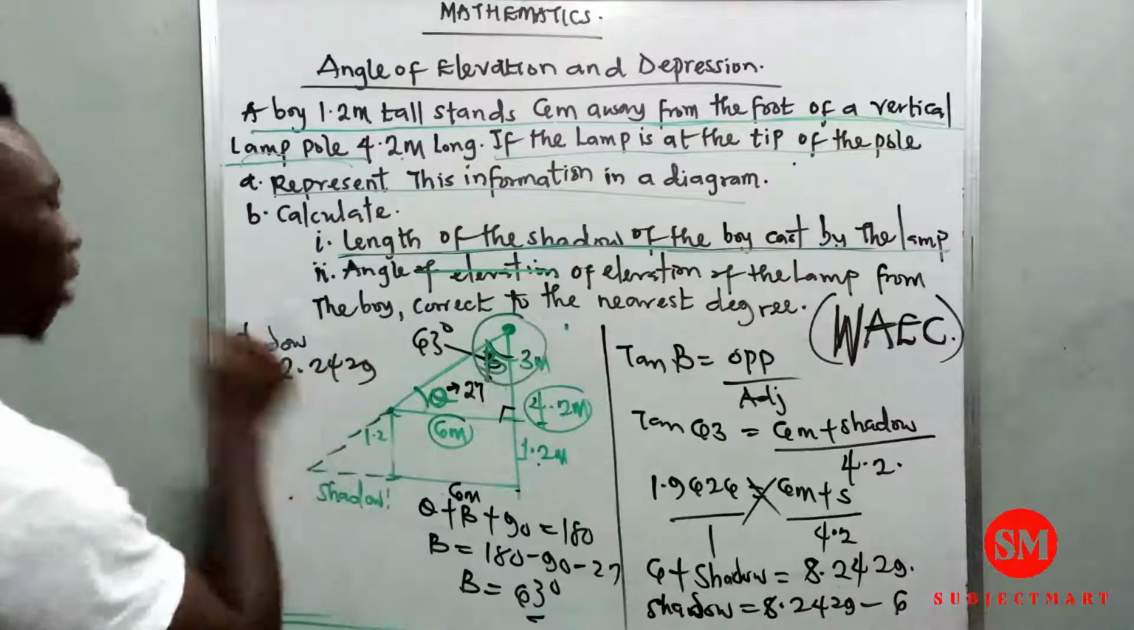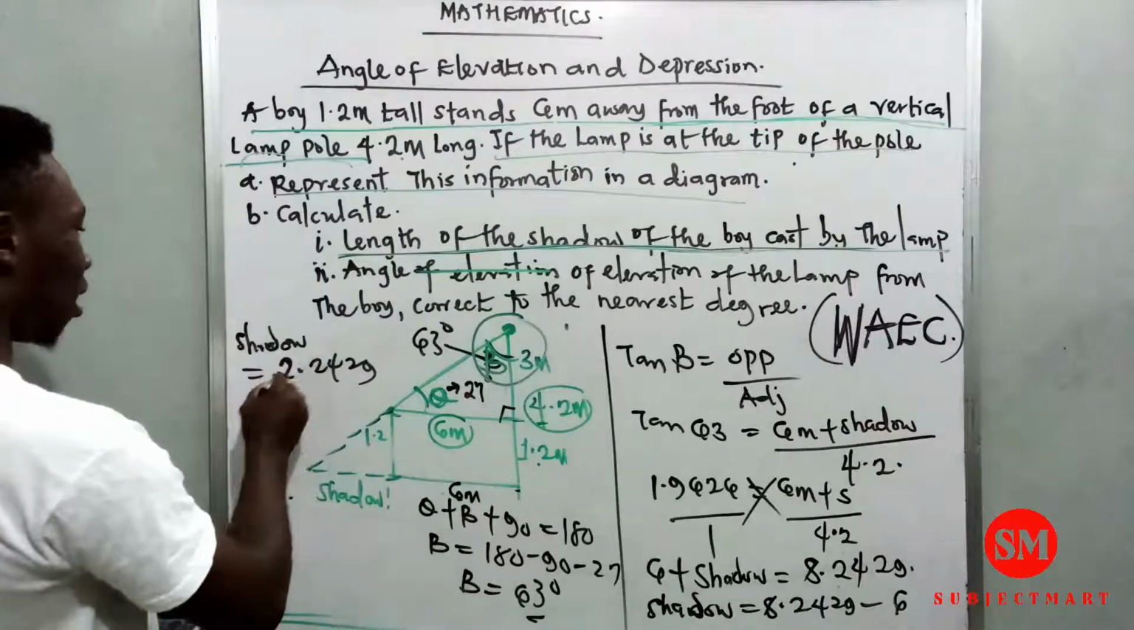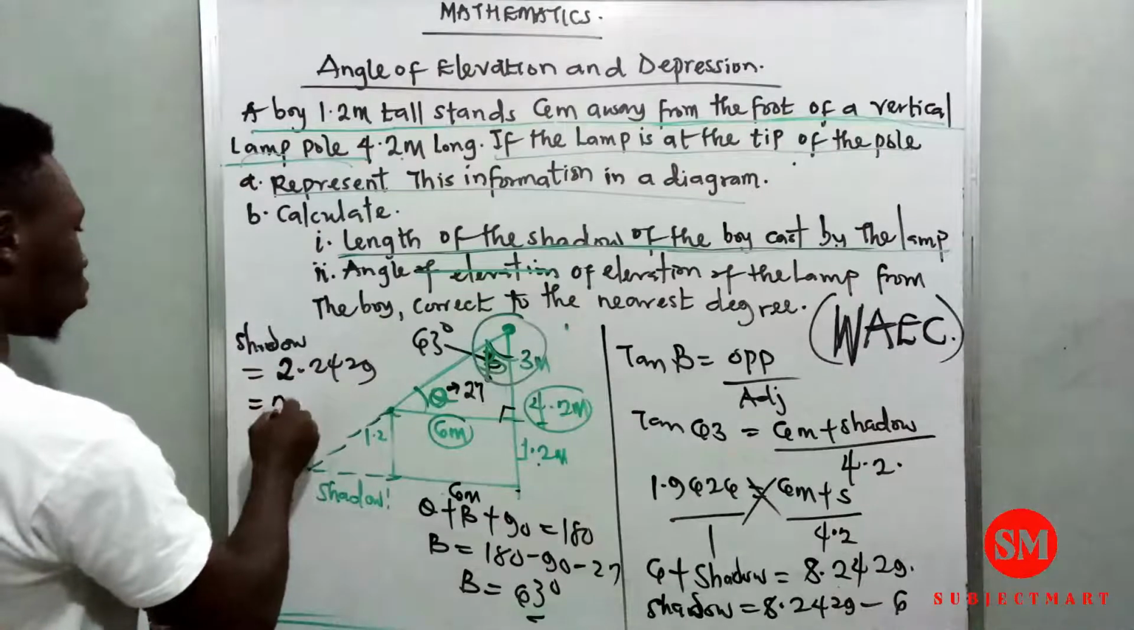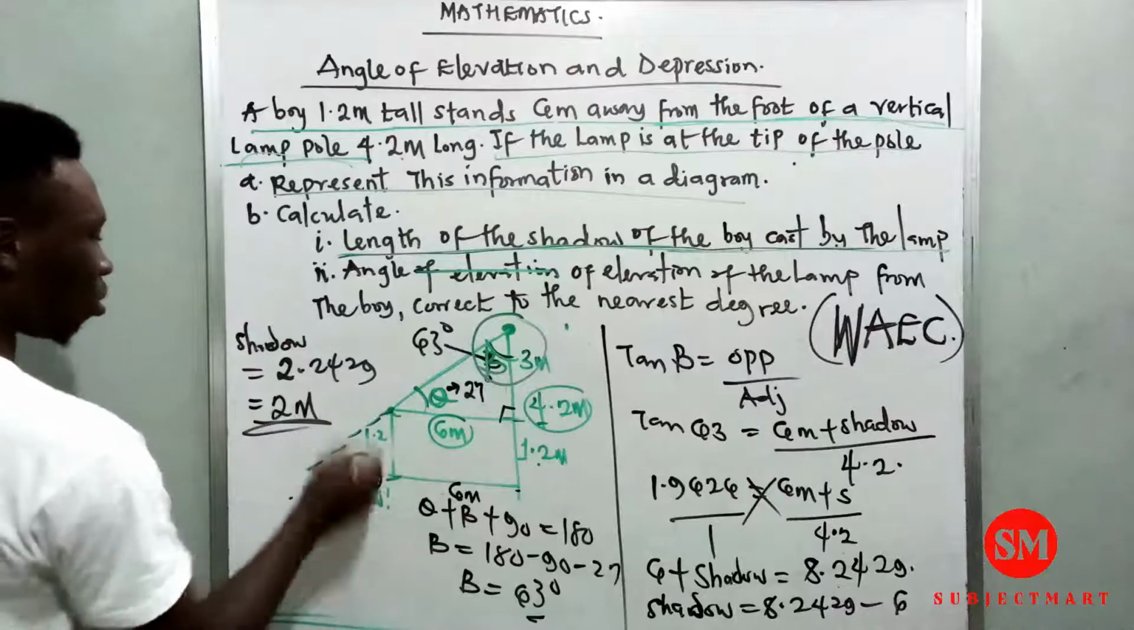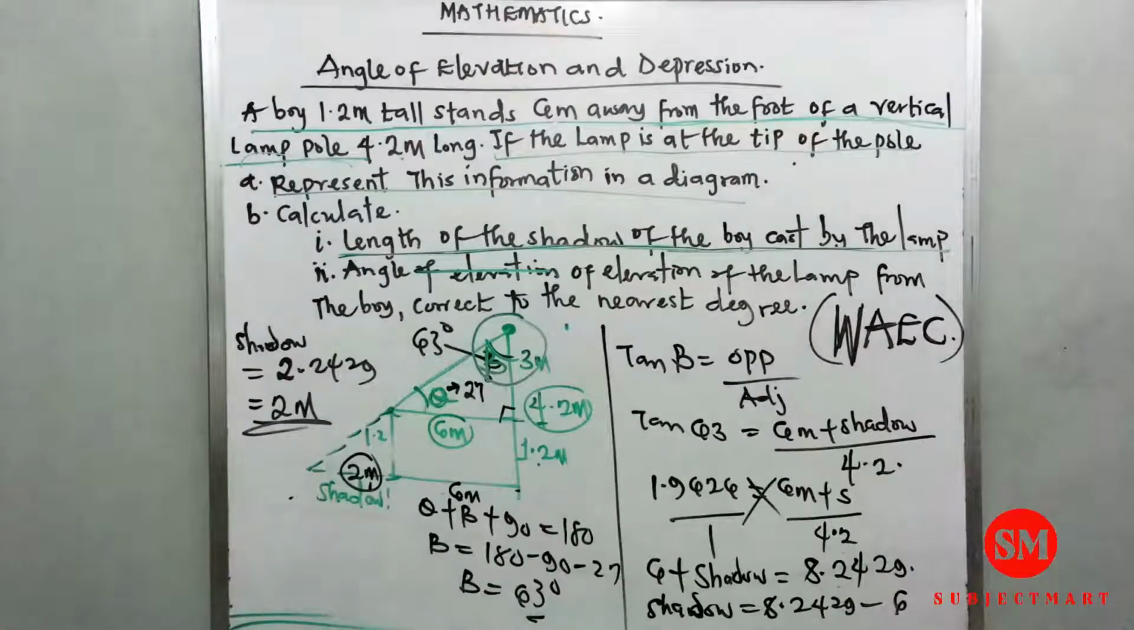Okay, let's correct it to the nearest meter. That is going to give us 2 meters. So our shadow here is equal to 2 meters. With that, we've been able to find the solution to this particular question.